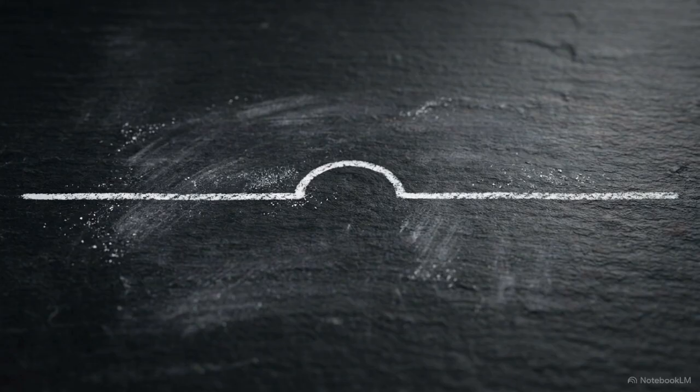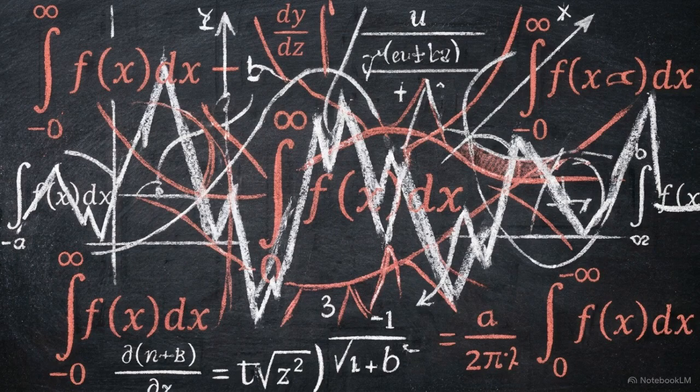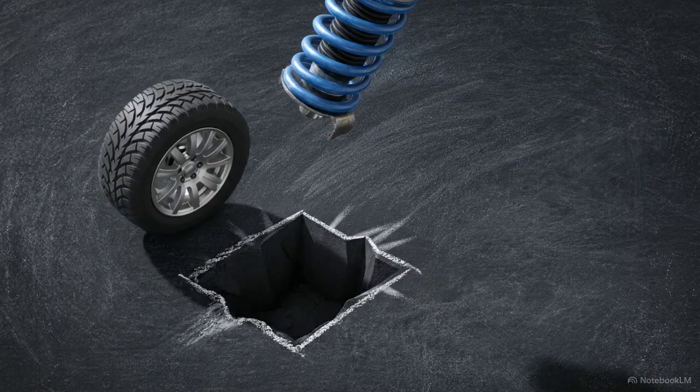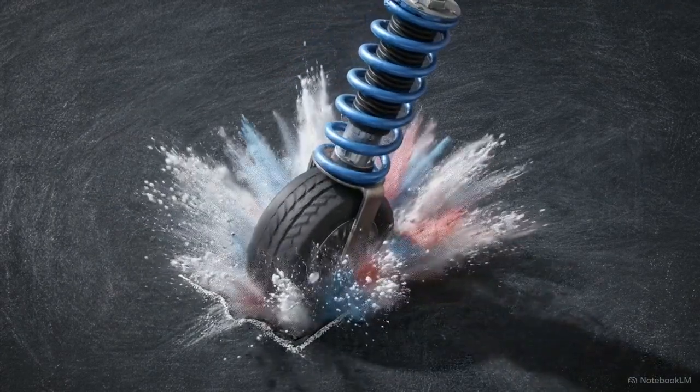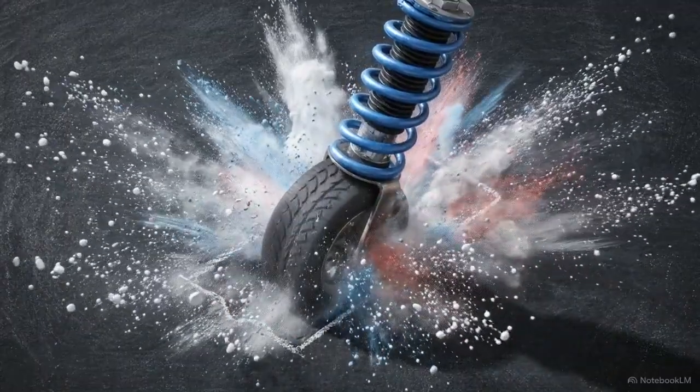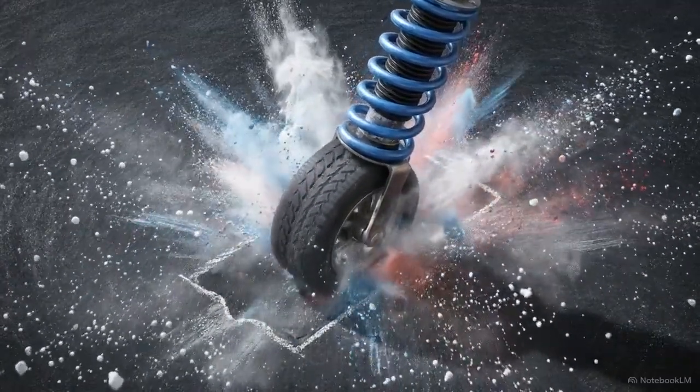Calculating how a car responds to a single, isolated bump is straightforward, but when you try to solve this calculus equation for a continuous, chaotic road surface, the math becomes analytically intractable. When a car wheel hits a deep pothole, the suspension compresses in a sudden, violent jolt. We call this immediate reaction the transient response.